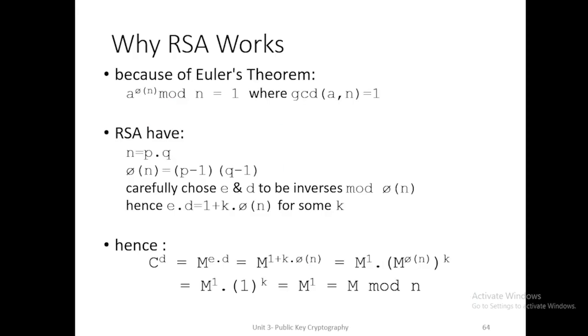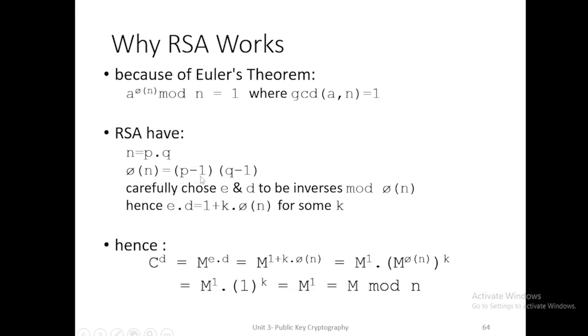So this is the generalized formula. How can the exponentiation be done? n is the multiplication of two prime numbers, so for mod n we should apply Euler's theorem. Version 1 of Euler's theorem: a power phi of n mod n is equivalent to 1, where GCD of a and n is 1. Version 2 of Euler's theorem: a to the power k into phi of n plus 1 mod n is equivalent to a.